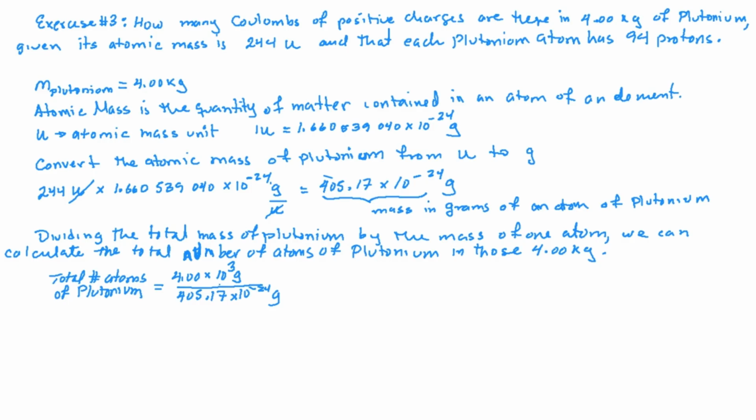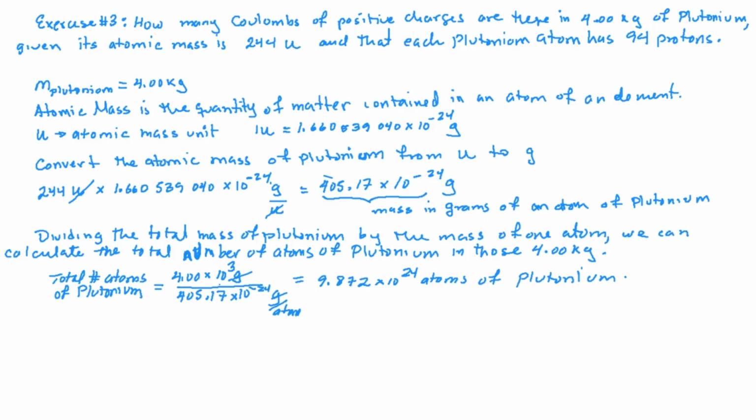And this is the grams per atom. So we simplify the grams, and we're going to get 9.872 times 10 to the 24 atoms of plutonium. So in these 4 kilograms, we have 9.872 times 10 to the 24 atoms of plutonium.